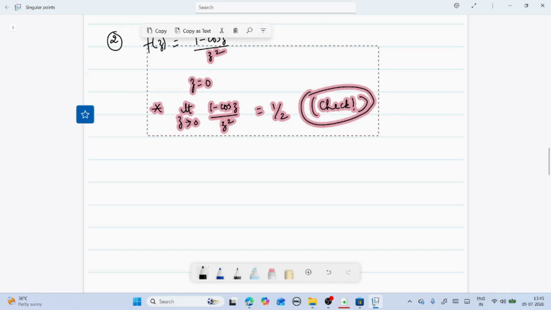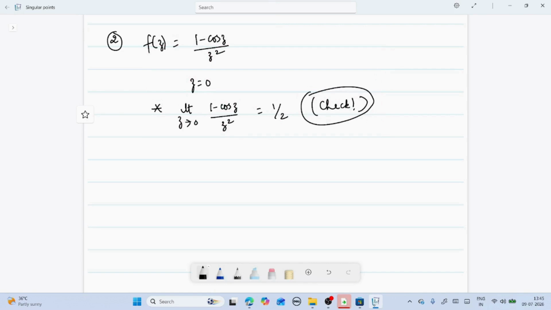Now, the other way of checking whether the isolated singular point is a removable singular point or not is through Laurent series. Now let us go to that. So how do we do it? (1 minus cos z) by z square is the given function. Now we know that cos z is nothing but 1 minus z squared by 2 factorial plus z power 4 by 4 factorial and it goes on.